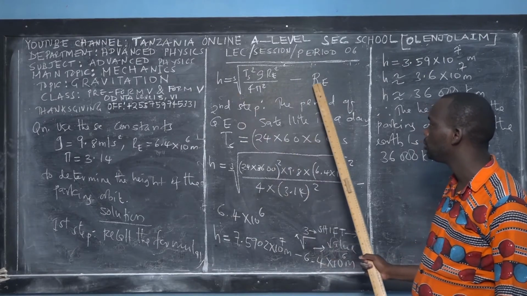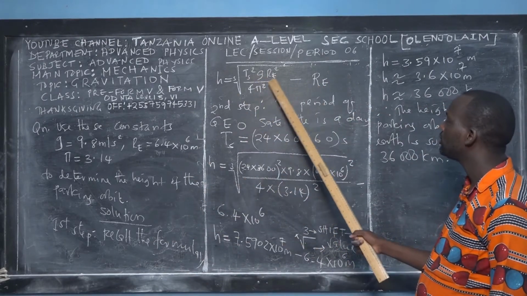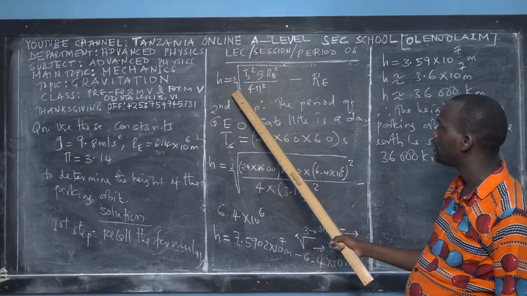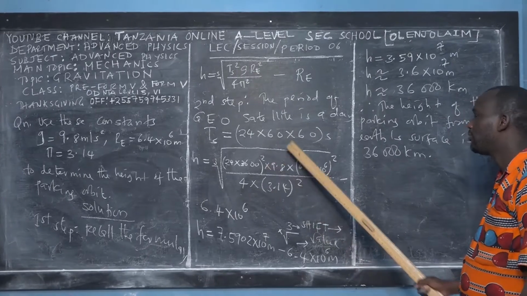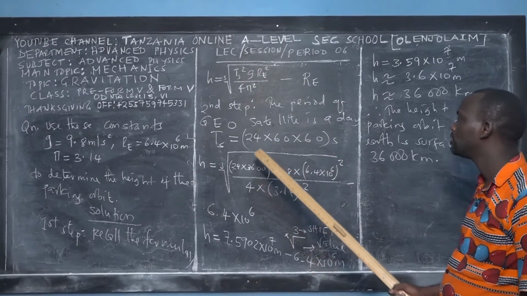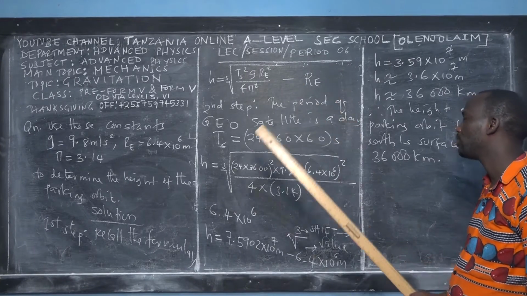This is the formula that I taught you. We derived it together. So this formula is familiar to you: the cube root of the square of the period times acceleration due to gravity times the square of the radius of the Earth, divided by 4 pi squared, minus the radius of the Earth.